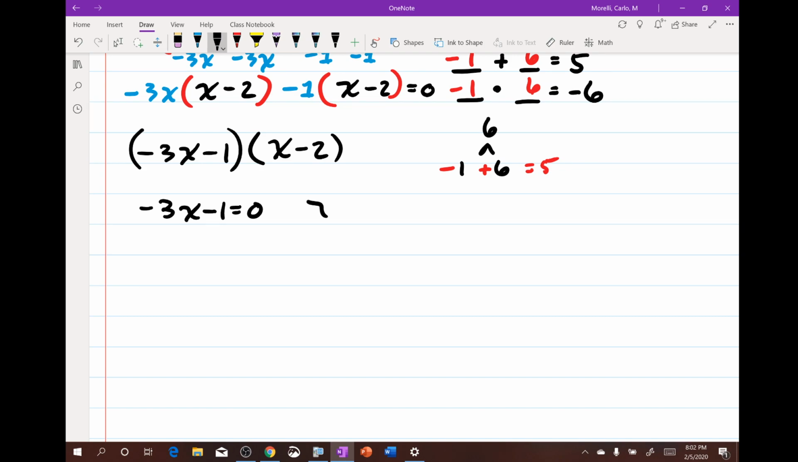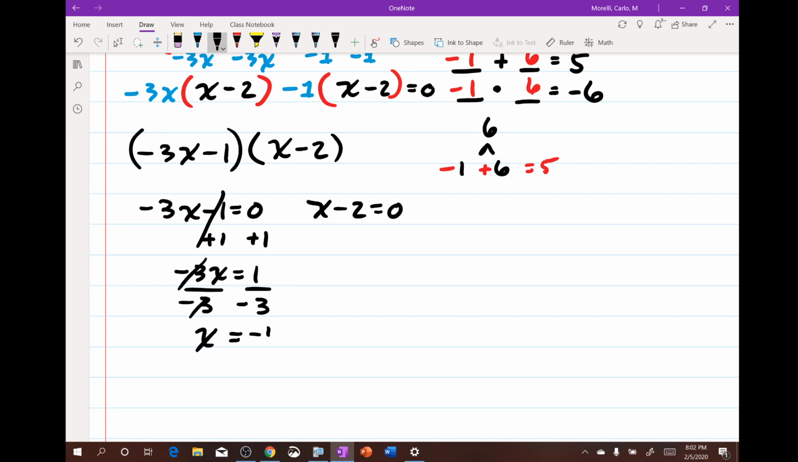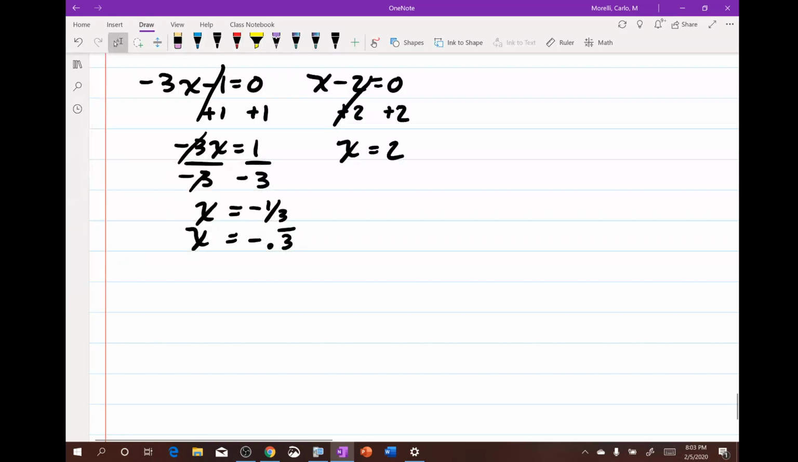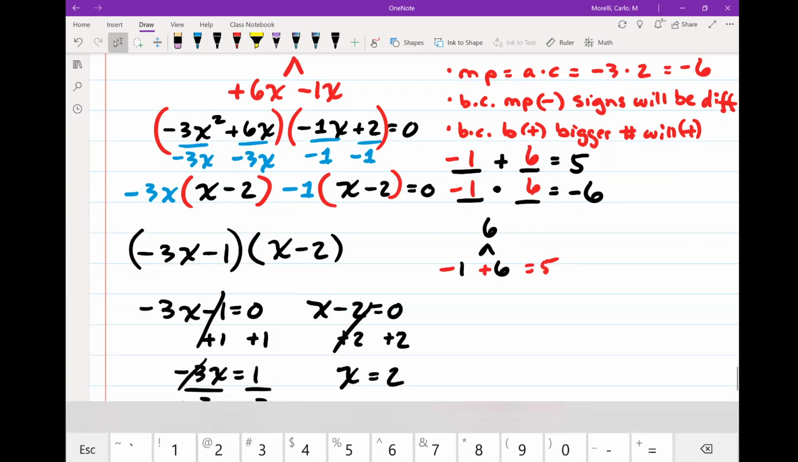Add 1 to both sides. Negative 3x equals 1. Divide by negative 3. x equals negative 1/3. Some of you are already telling me what it is as a decimal, negative 0.3 repeating. And now I add 2 to both sides. x equals 2. So my solution set here is negative 0.3 repeating, comma, 2. So let's go to the TI and check that, and we'll be done in a jiffy.